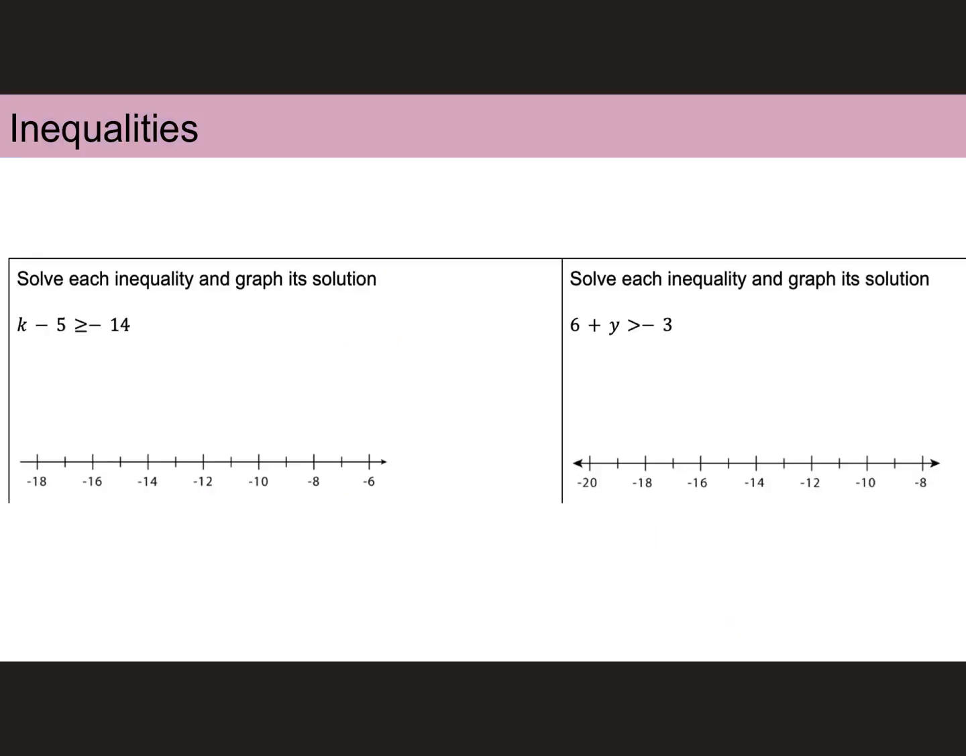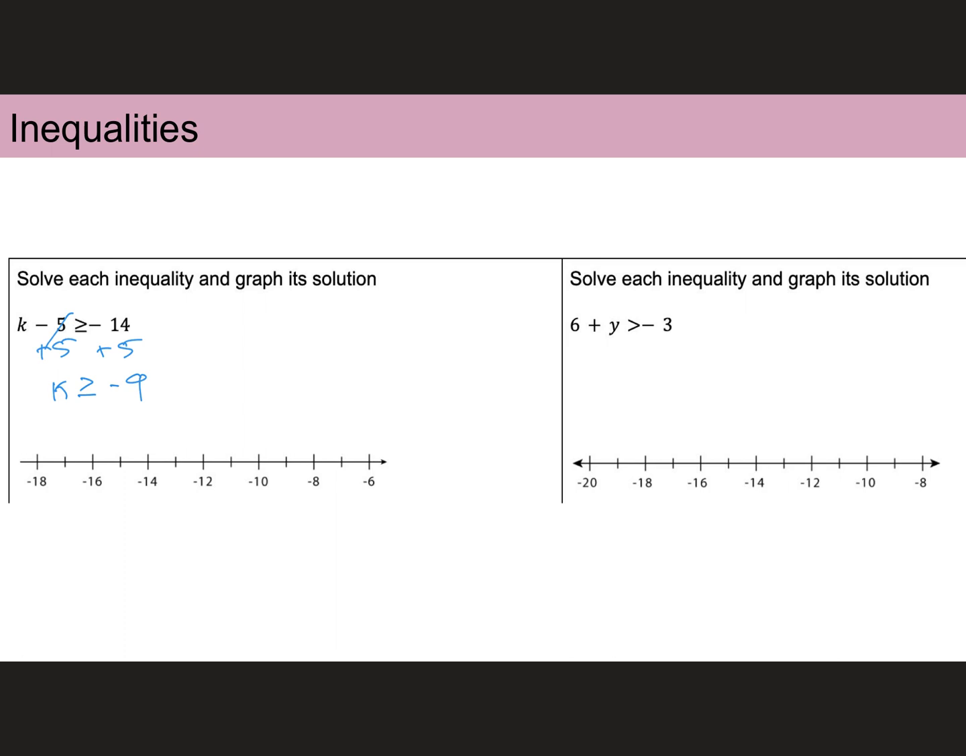All right, the last part of your test is on inequalities. And you're going to solve inequalities the same way that you solve one-step and two-step equations. There's no difference. You can just imagine, if you'd like, that it's just an equal sign and then deal with the inequality at the end. K minus 5, I add 5 to both sides, and I get K is greater than or equal to negative 9. Negative 14 plus 5 is negative 9.